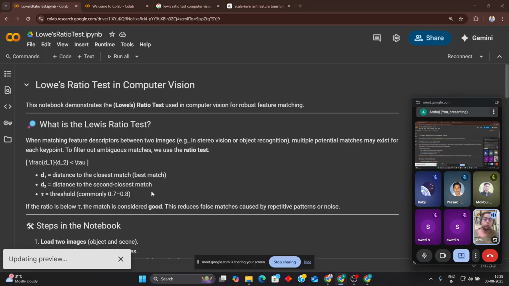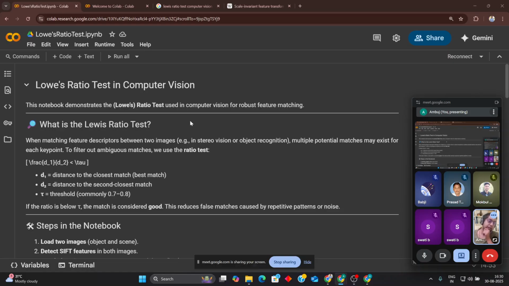So, in the previous session, a particular query was from your side: sir, what is the Lowe's ratio test in SIFT? This is very, very important for you to understand, what the Lowe's ratio test is and how this particular test is applied. For demonstrating that, I have prepared a separate Google Colab notebook.